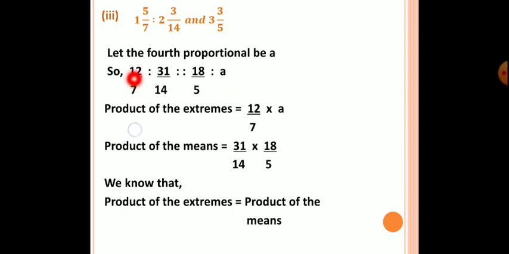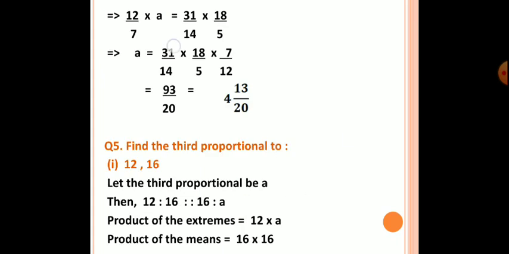Now here the product of the extremes will be 12 by 7 and A. So product of the extremes is equal to 12 by 7 multiplied by A, and product of the means is equal to 31 by 14 into 18 by 5. And we know that product of the extremes equals product of the means. So 12 by 7 into A is equal to 31 by 14 into 18 by 5.